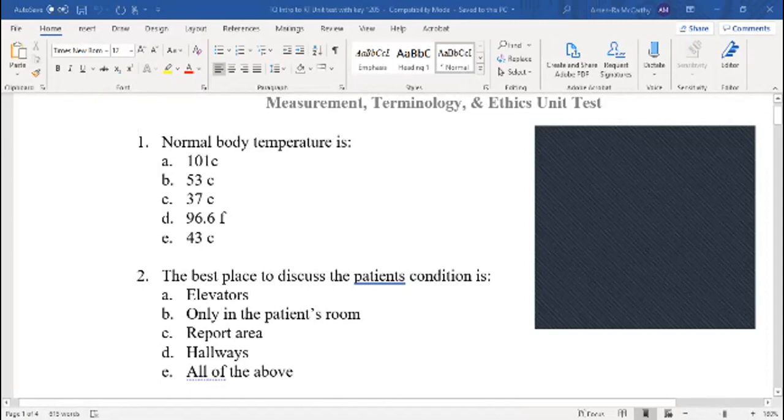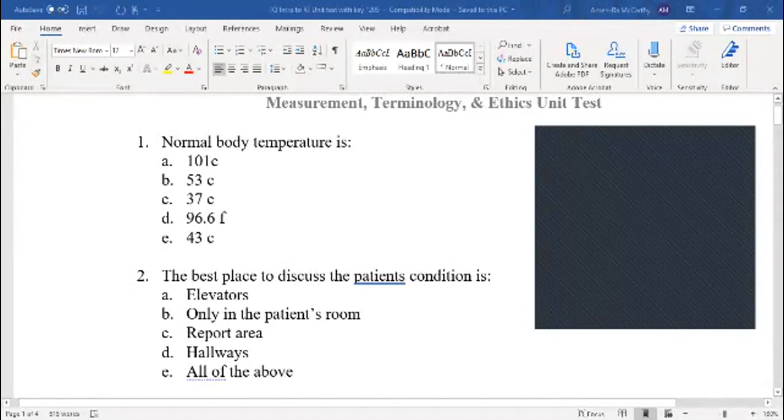All right, so when you look at this, all you're doing is looking at the question and trying to figure out the answer. Don't write the questions down. Just look at it and write your answer A, B, or C for 1 and 2, and then I'll go around. Number 1, normal body temperature, Brittany, is what? C, 37 degrees Celsius.